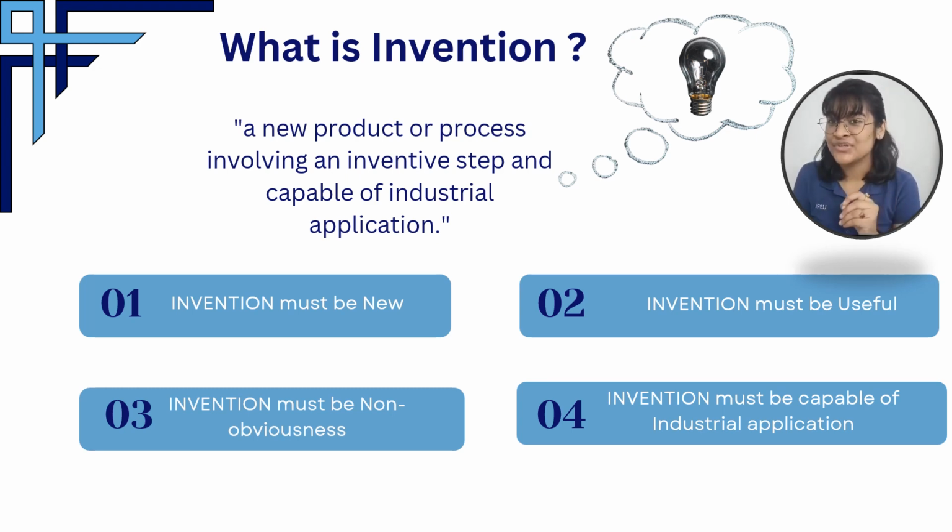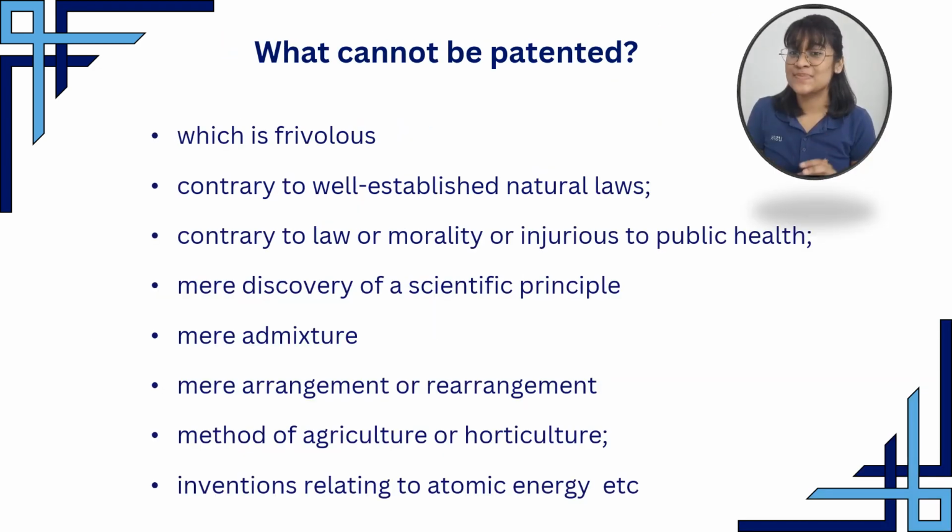For an invention to be patented, the invention must be new. The invention must be useful. It must be non-obvious and it must be capable of industrial application. Patent law has explicitly mentioned few things which cannot be patented. These include something which is frivolous or contrary to law, contrary to morality, or even injurious to human health.